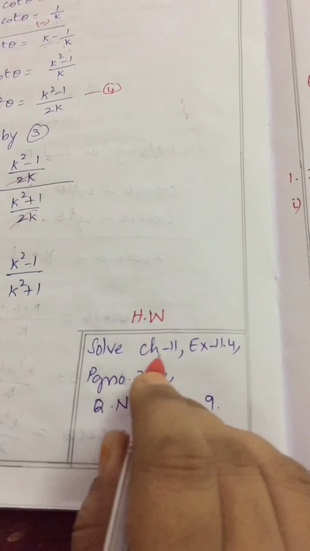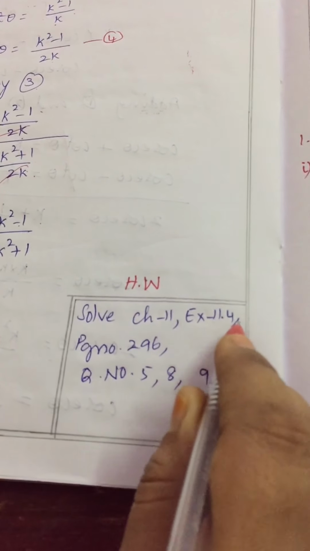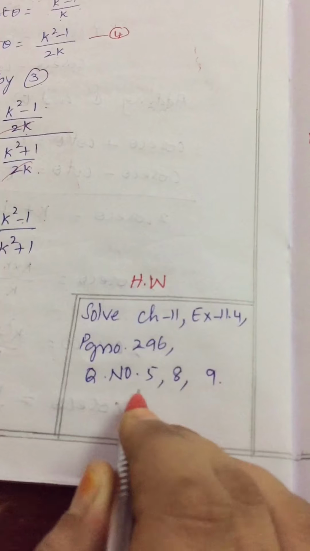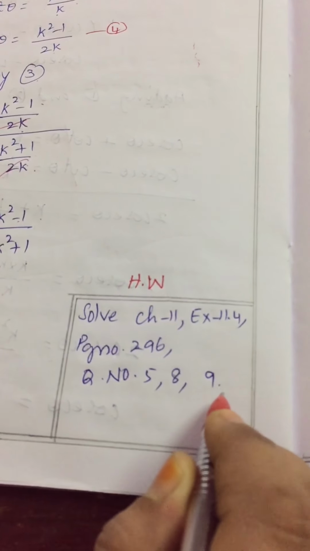Now your homework is: solve chapter 11, exercise 11.4, page number 296, questions number 5, 8 and 9. Am I clear, children?